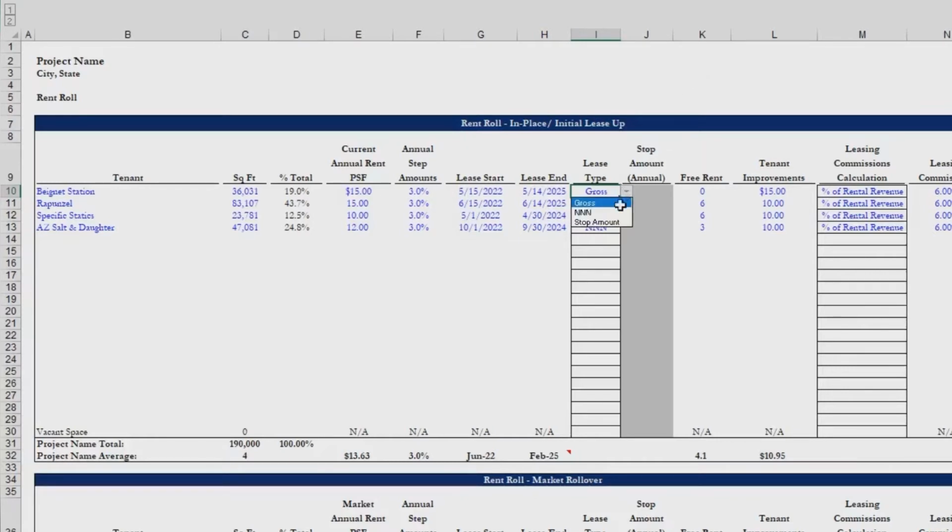Finally, if stop amount is selected, then a number will populate in column J. This number represents the maximum amount of expenses that are recovered by the landlord. That is, the tenant pays for their share of operating expenses up to a certain amount, and the landlord is responsible for the rest. In some cases, the amount, called a stop amount, is based on the expenses of the property during a base year. For example, this base year could be the first year that a tenant is in their lease.